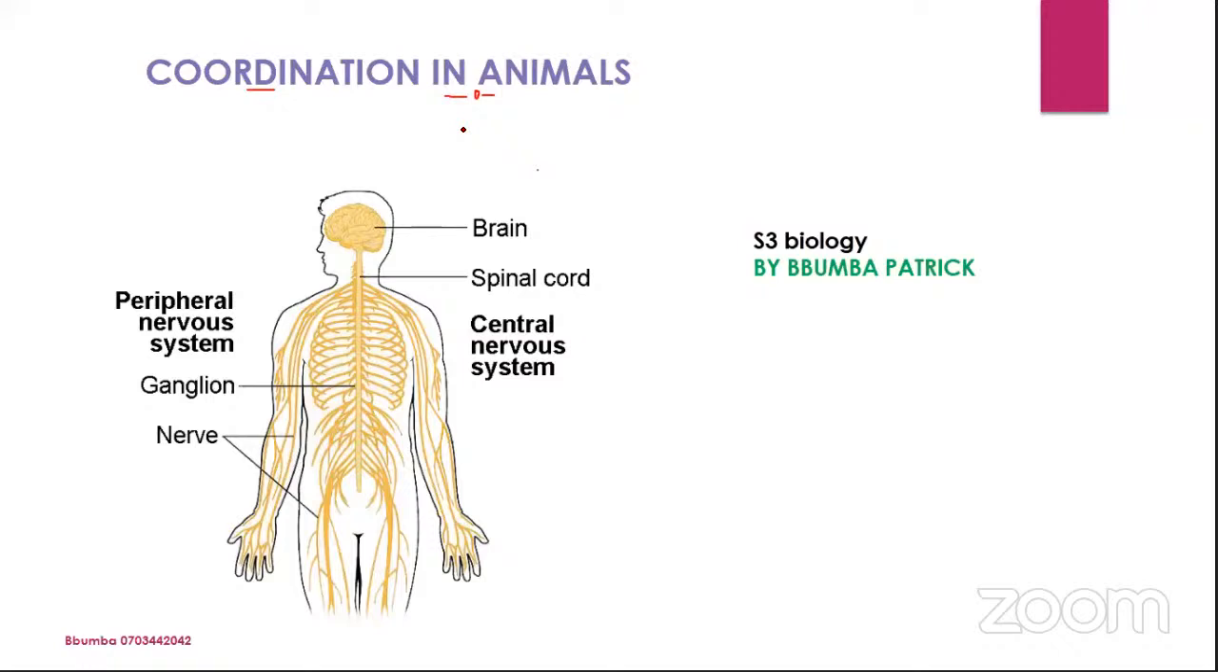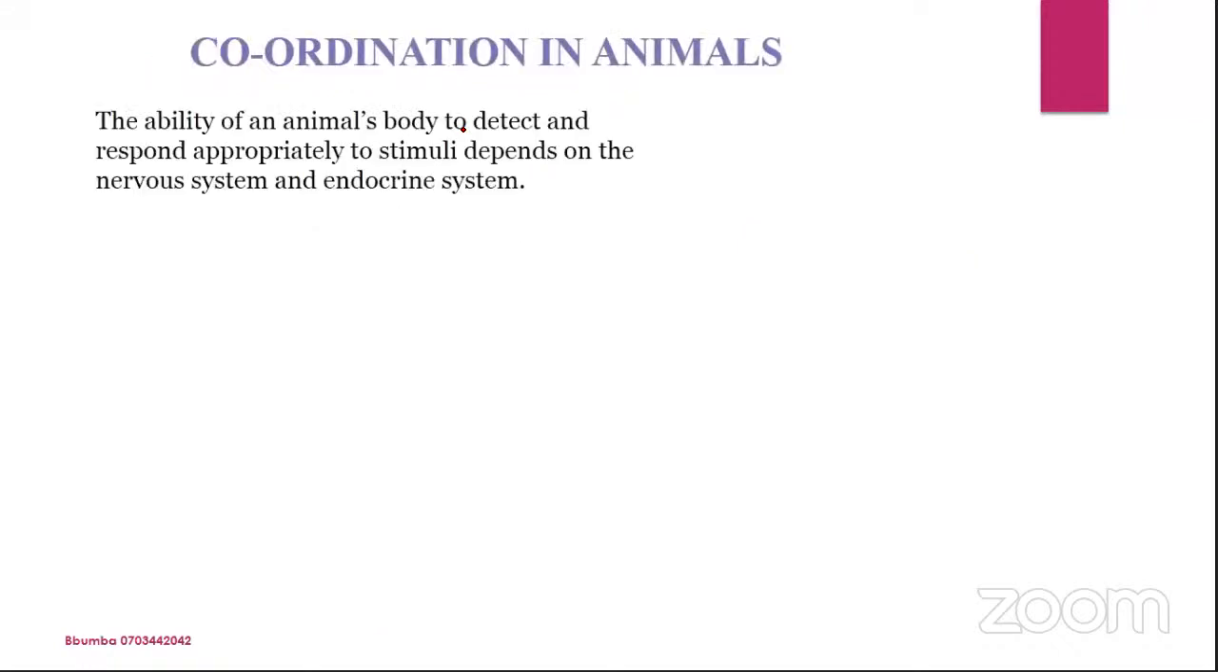And I think we can start right away. With coordination, you must know that as one of the characteristics of animals is being able to sense. But why do animals sense within their environment? That means their bodies must have the ability to detect and then respond appropriately to different stimuli. Now, the stimuli are those different things within the environment that can evoke a response in an organism or in an animal.